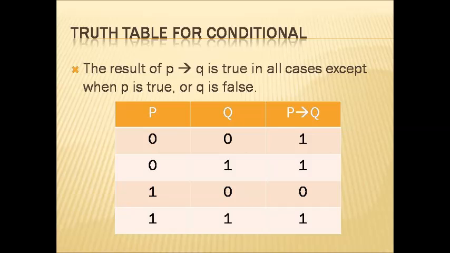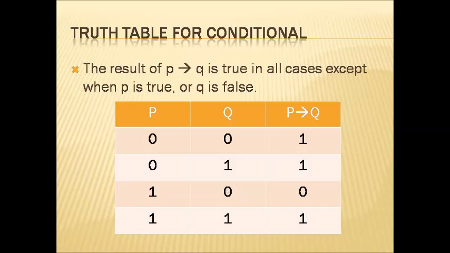So we can summarize that in the case of the conditional operator, it will return 1 in all the cases except when, in P implies Q, P is 1 and Q is 0, that will return 0. In all other cases, it is returning 1. If the first proposition is true and the second is not true, or the second is false, we can say that it will return 0. In all other cases, it will be true.